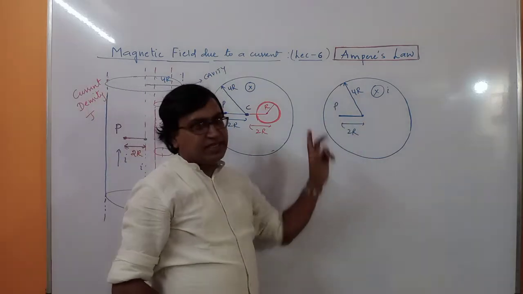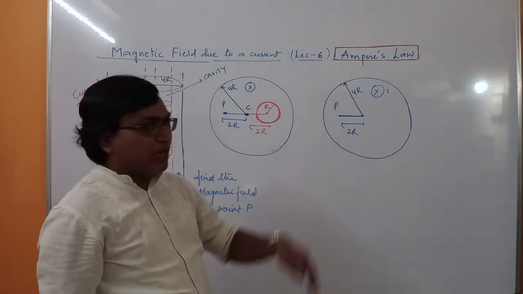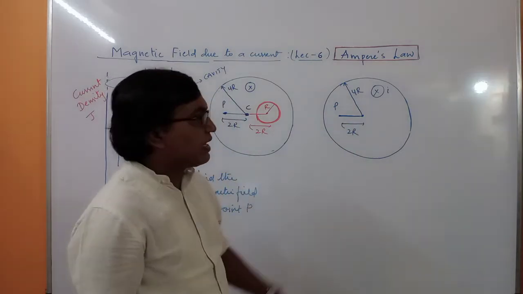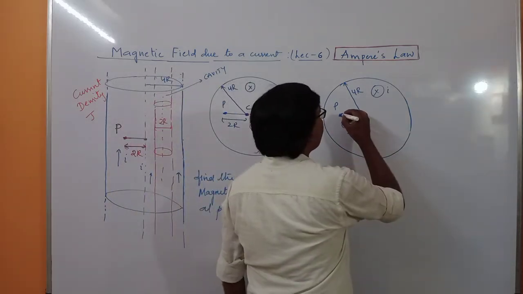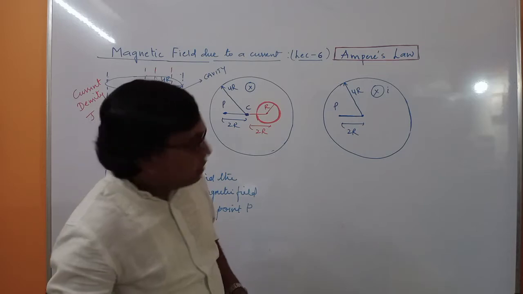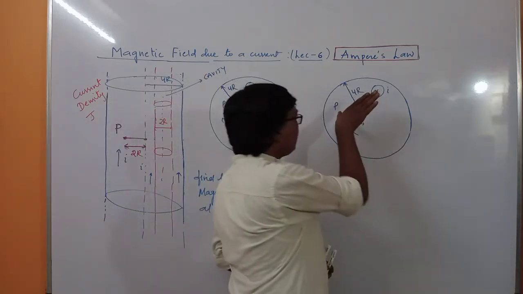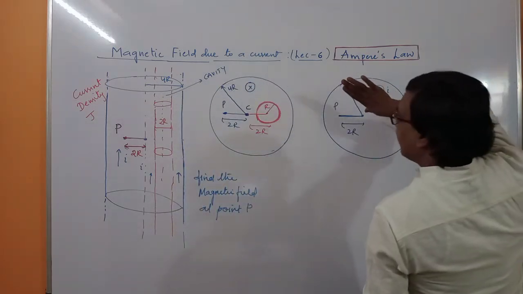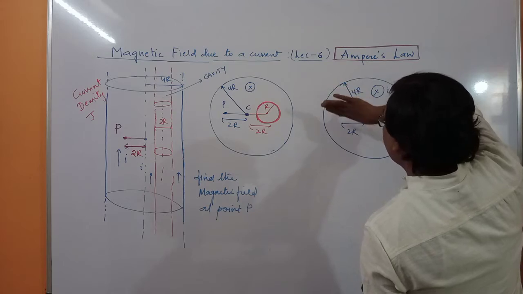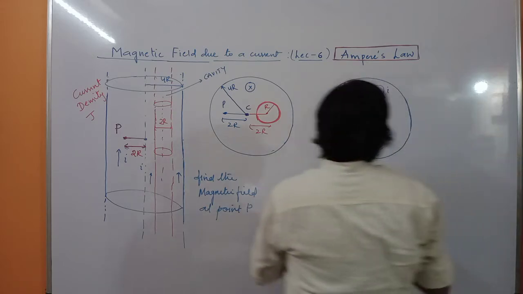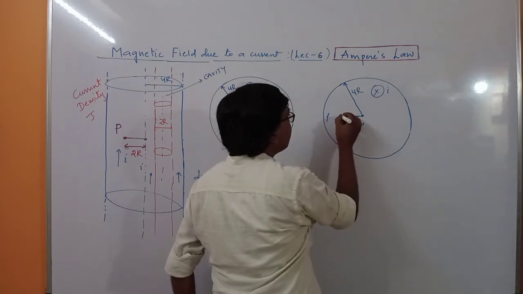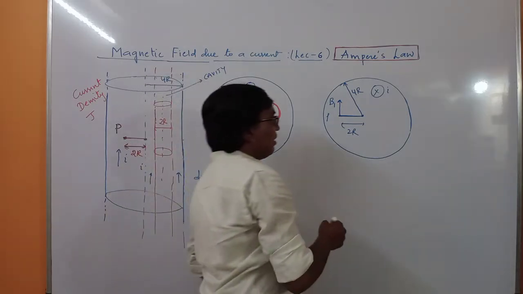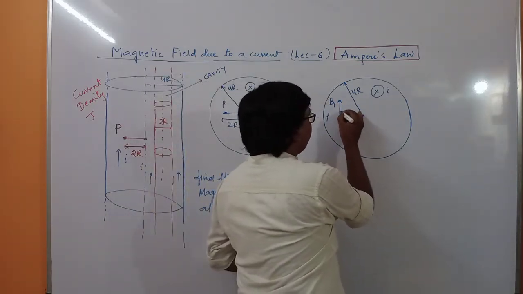Now for this cylinder it is an inside point. Inside the wire, the magnetic field varies directly proportional to the distance from the center. You can write it directly or find it by using Ampere's loop. And the direction of current: current is inside, so at this point the magnetic field is in the upward direction. So the magnetic field at point P is in the upward direction. Let us call this magnetic field B1, tangential to the loop.